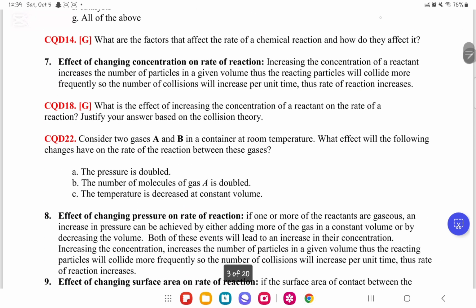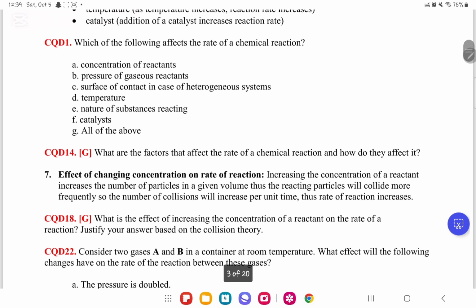Now, CQD number 14, good. What are the factors that affect the rate of a chemical reaction and how do they affect it? Okay, let me go up because there's more space. Let us list all the factors one by one and how they affect.